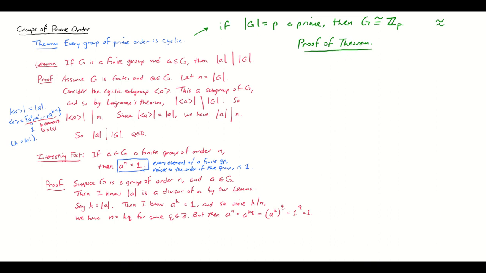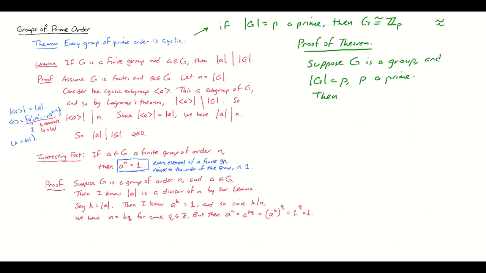Very exciting. All right, so let's suppose G is a group and order of G is equal to P, P a prime. All right, then here's what I'm going to do. I'm trying to prove that G is cyclic, so I'm going to try and find something that would generate all of G, an element that would generate all of G.